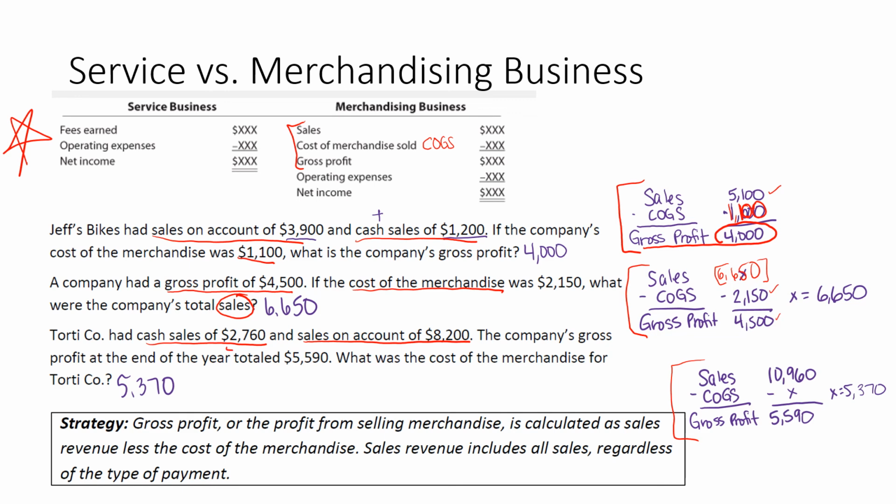So again, they give us cash sales and sales on account, which have to be added together to get the total amount of sales, which is $10,960. And the problem tells us that the gross profit is $5,590. So then we essentially have to figure out what is missing. That goes here. And that amount is $5,370 for the cost of merchandise or the cost of goods sold.